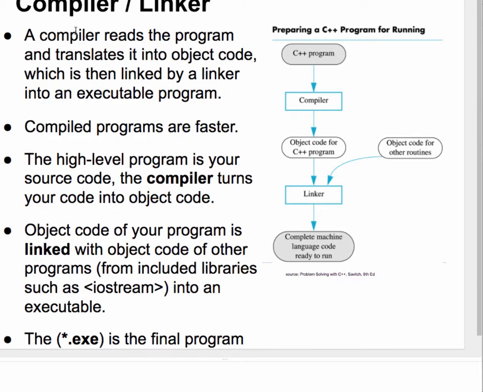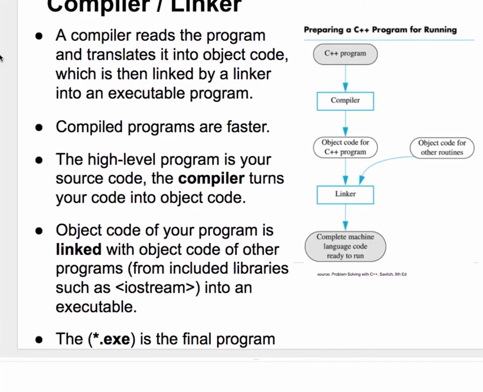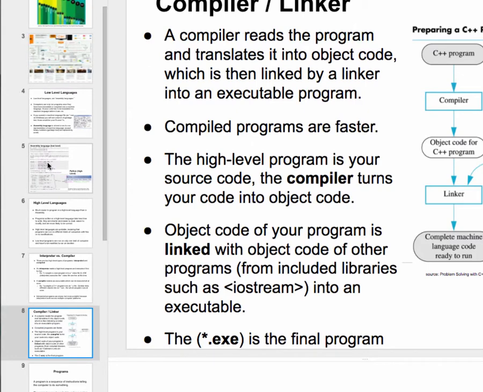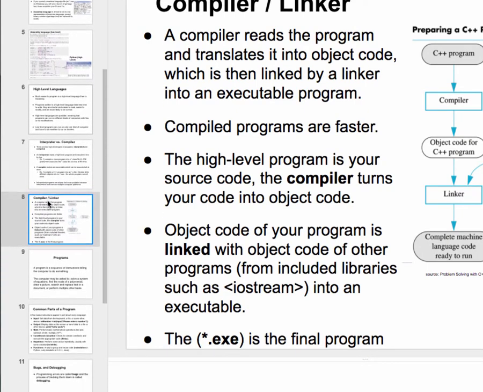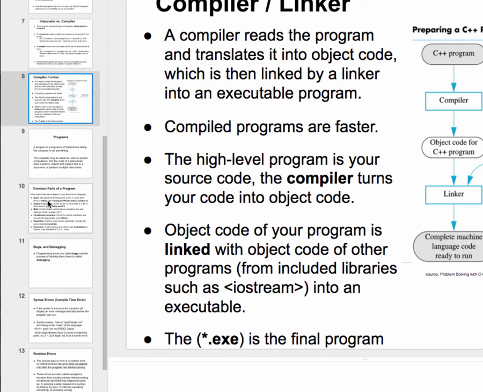So compiled languages like C++ are faster than interpreted languages. Interpreted languages like Java are more portable. They can run across multiple computer platforms.